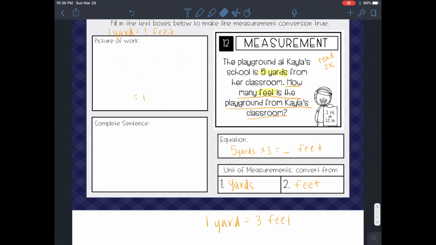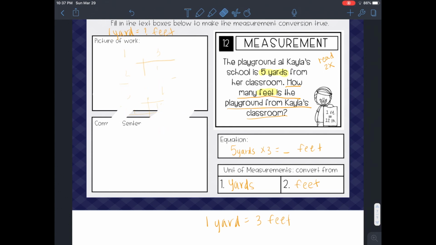Another way that you can solve this is by doing an input-output table. I think a lot of you are going to try to use this. I know that if I have 1 yard, I have 3 feet. If I have 2 yards, I have 6 feet. If I have 3 yards, I have 9 feet. If I have 4 yards, I have 4 times 3 is 12, so I'm going to have 12 feet. And if I have 5 yards, I'm going to have 15 feet.